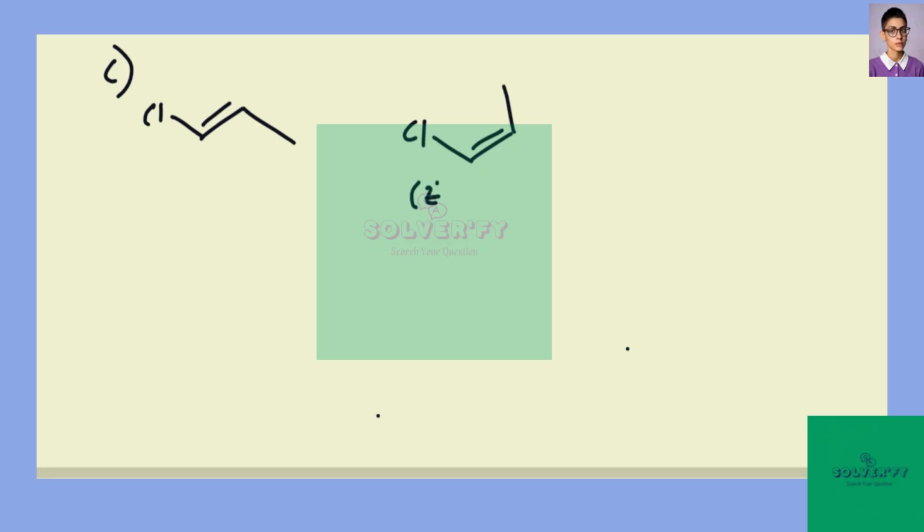In this case, this would be the Z isomer, so Z-1-chloropropene. And this would be E-1-chloropropene.